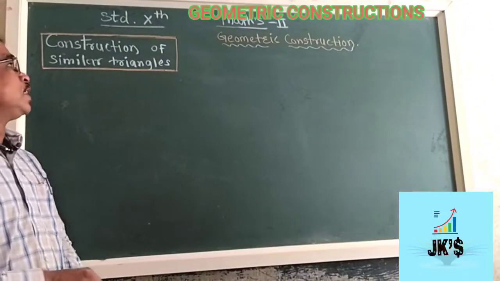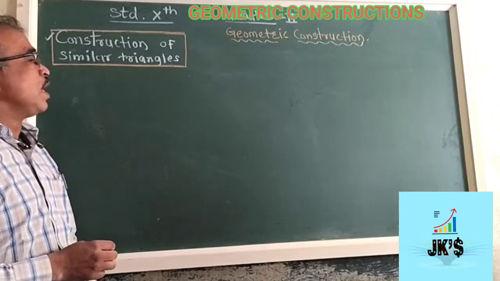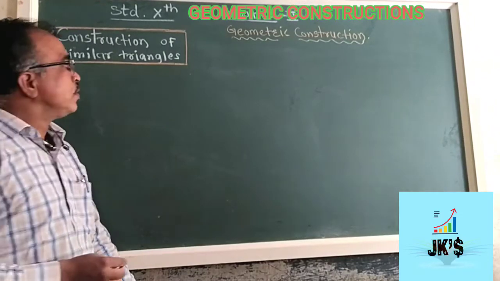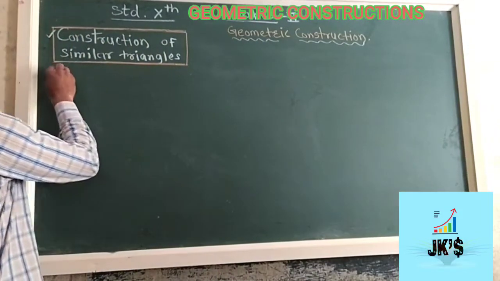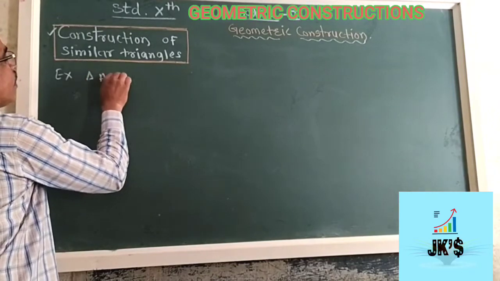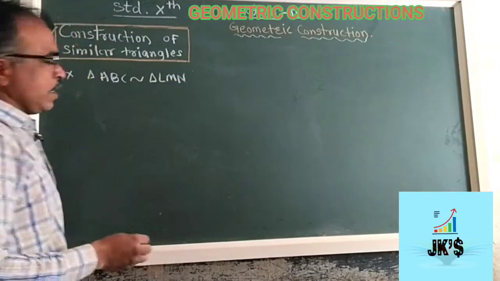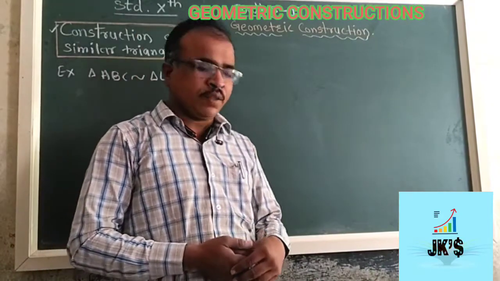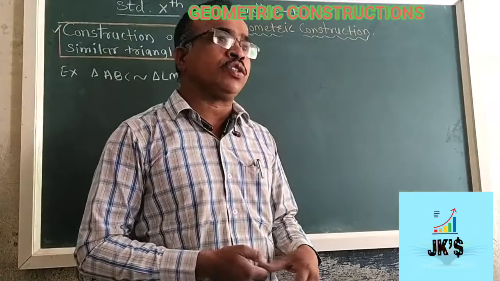Next topic, that is the construction of similar triangles. Friends, we are going to study how we can construct similar triangles. For this, we are taking an example, triangle ABC, similar triangle LMN. In this example, the lengths of the sides of triangle ABC are given, and the ratio of BC to MN is given, that is 5 is to 4.